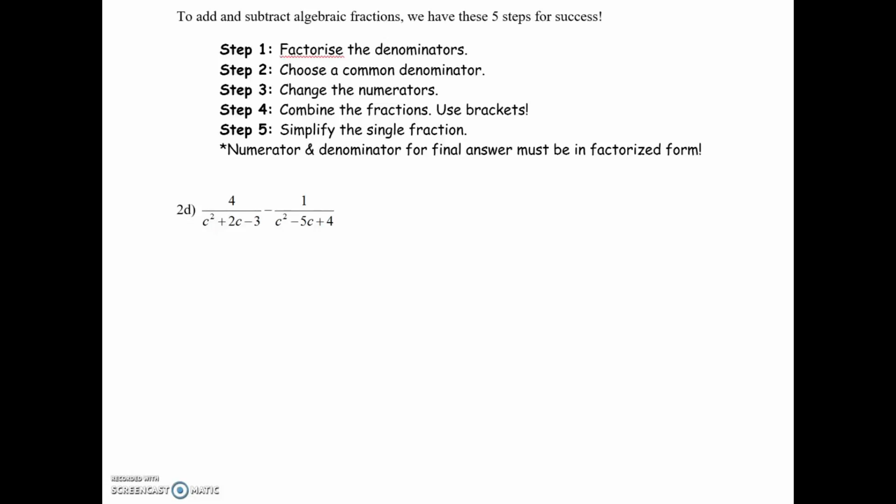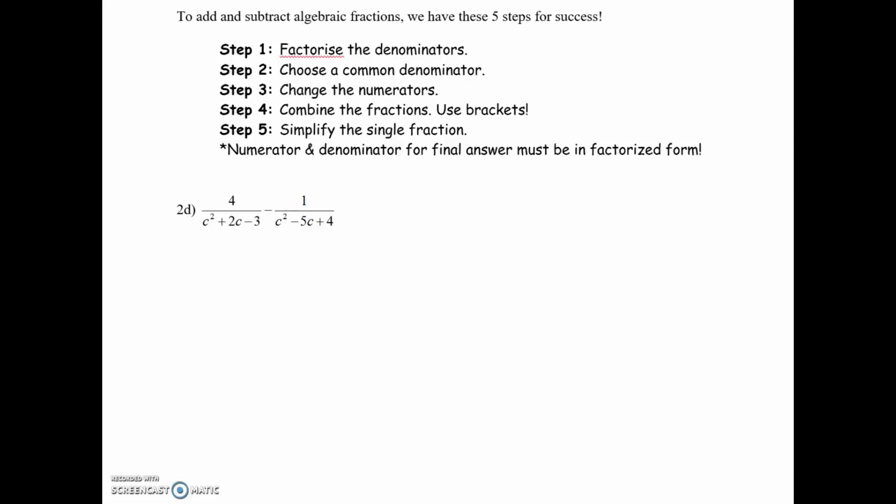Let's take a look at the next example for Chapter 6, Worksheet 3, Page 3, Question 2D. We want to simplify 4 over c squared plus 2c minus 3 minus 1 over c squared minus 5c plus 4. So to subtract the algebraic fractions, we follow the 5 steps.